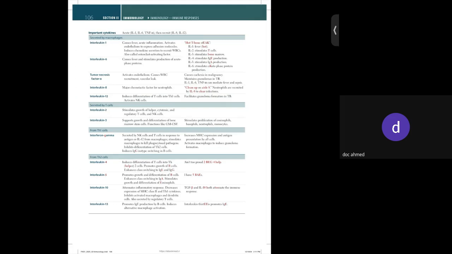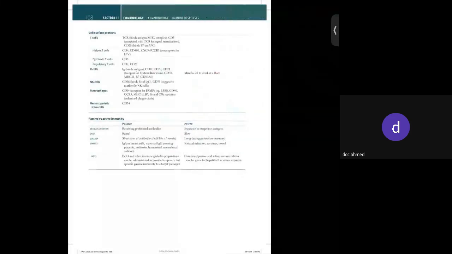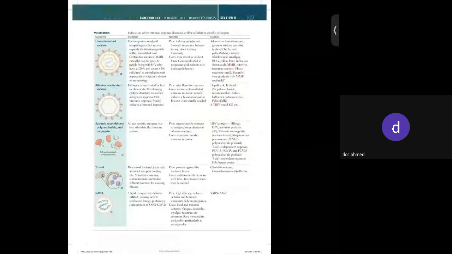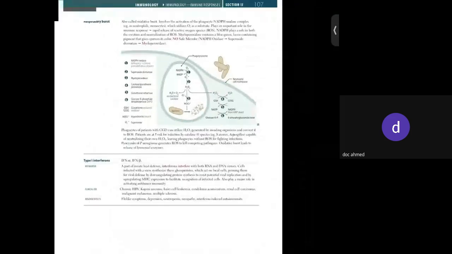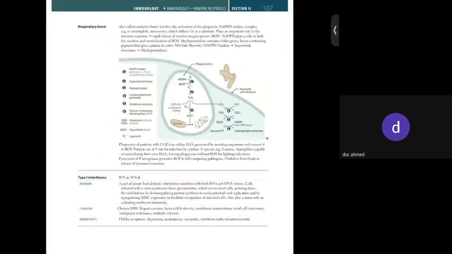Is this page cleared? Yes, sir. Thank you. Okay, so I just tried my best to make sense out of all of these things, since it's pure memory, right? But also now things are clear. So we are left with vaccination, and in the end we are going to do this respiratory burst. Okay, let's do interferons.